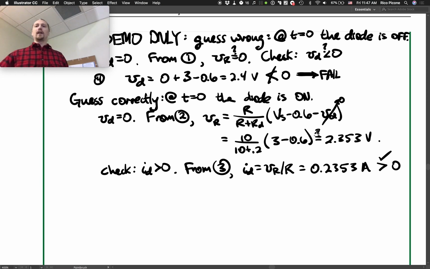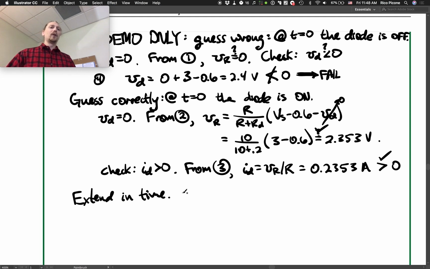So now we believe our solution that VR is 2.353 because the solution checked. And that was the only diode, so that was the only check we had to make. If you had multiple diodes, you have to check all the diodes. Okay, so we got it. This is only at time equal to 0. So now we need to extend that. We need to extend it in time. So we've already got what we need for that.